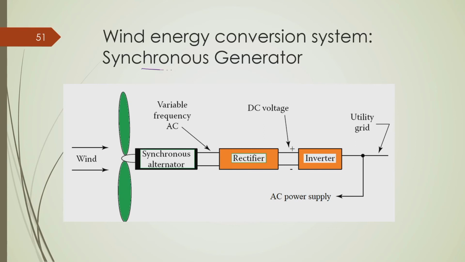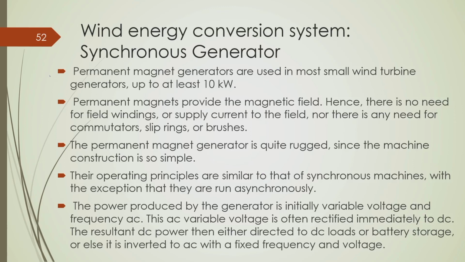This is a synchronous generator, generally a permanent magnet synchronous generator is used, and this is the rectifier and inverter unit in order to connect this to the grid with proper synchronized voltage and frequency. So, basically a permanent magnet synchronous generator is used in wind turbines for capacity up to 10 kilowatt or so, and you know what a PM permanent magnet synchronous generator is. I am not going into detail of that.